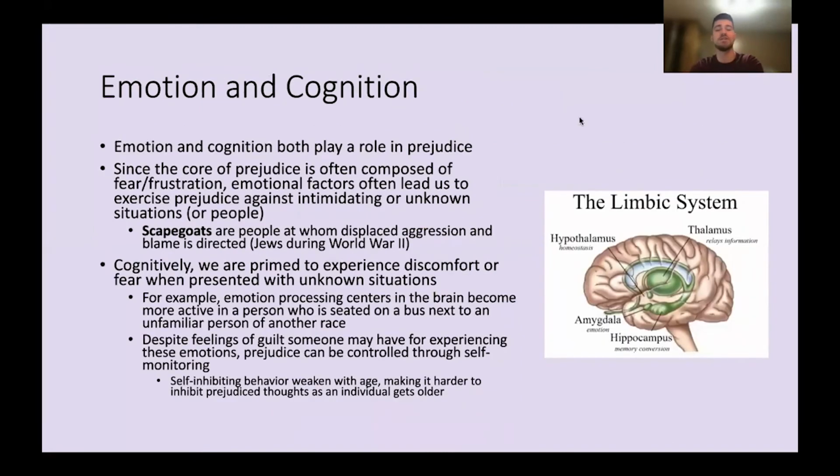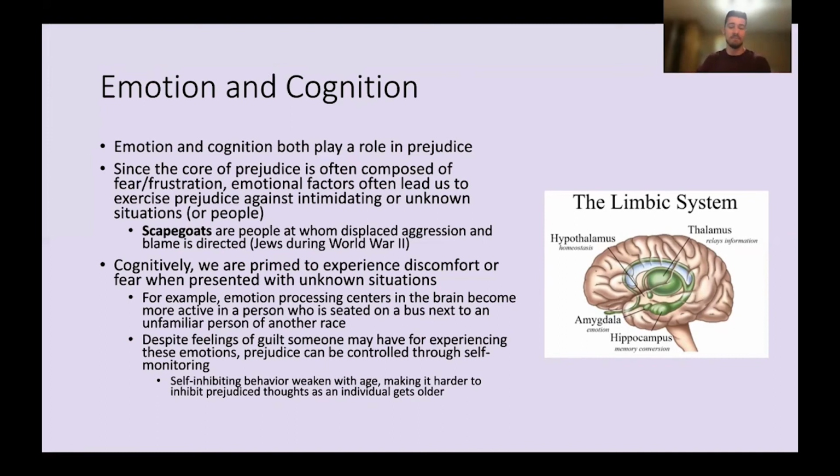So emotion and cognition both play a role in prejudice. And to the right, the limbic system, that is the part of the brain that regulates emotion, among a couple of other things. Since the core of prejudice is often composed of fear and frustration, emotional factors often lead us to exercise prejudice against intimidating or unknown situations or people. And that's sort of just something that's built in to human beings. It's really something that we can't really control. The only way that we try to control it is through self-monitoring and self-awareness, basically. And some people are better than others.